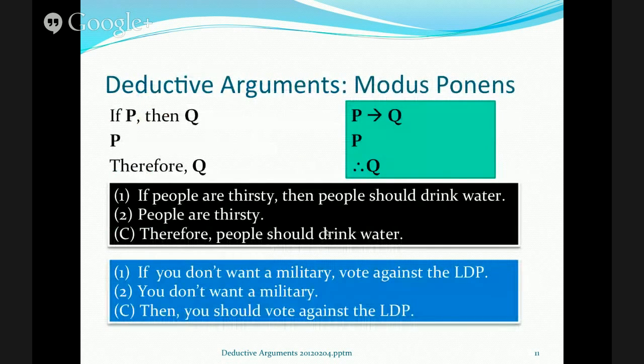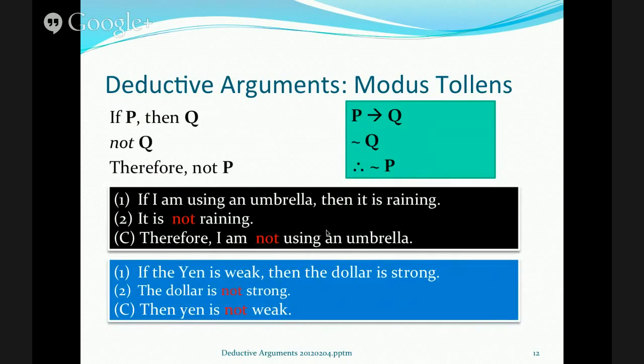So last week we looked at 5 deductive argument forms. I just want to show them to you again briefly. So this is modus ponens. The pattern is if P, then Q, P, therefore Q. This is modus tollens. If P, then Q, not Q, therefore not P.